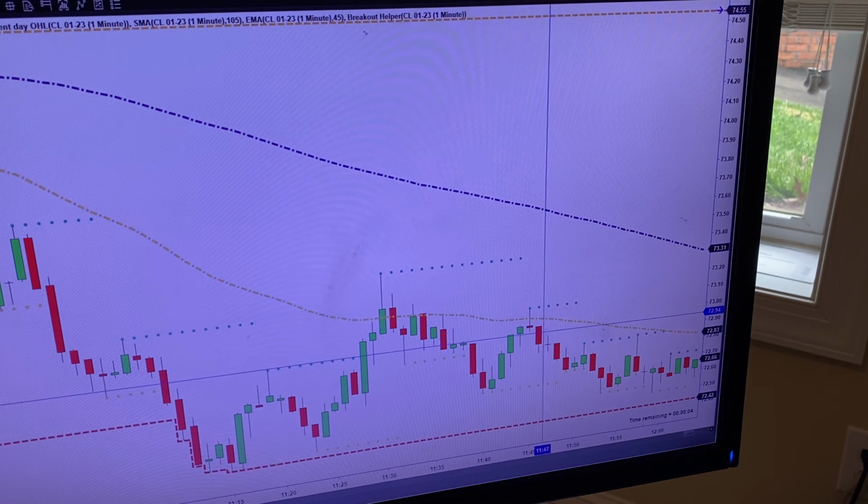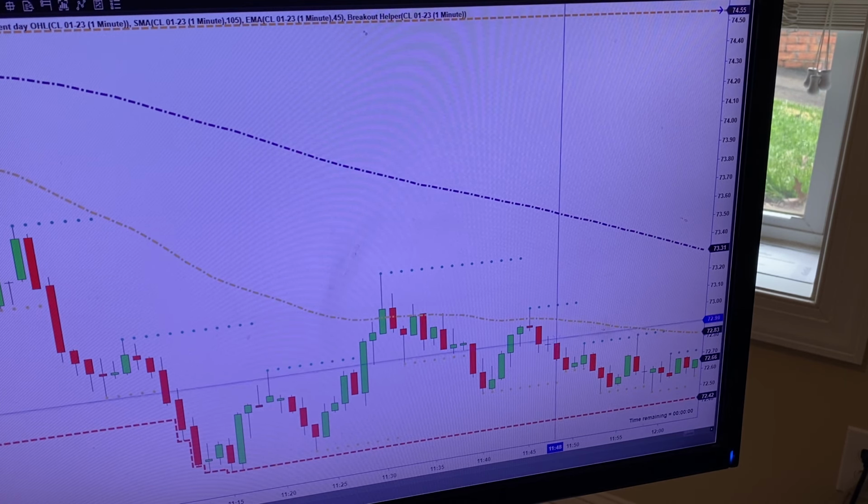72.95. As soon as this candle right here closes, you stop right above it. As soon as this candle closes, stop right above it. Again, as soon as this candle closes right here, stop right above it.